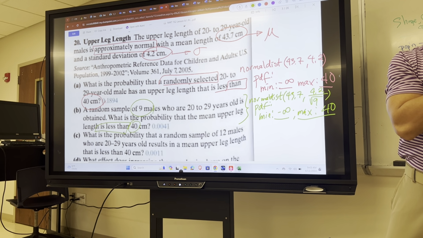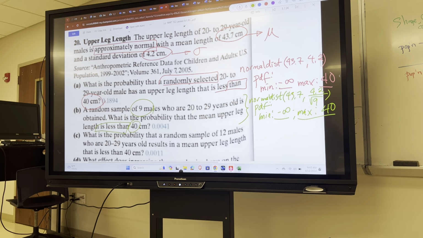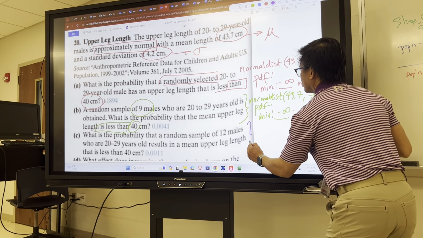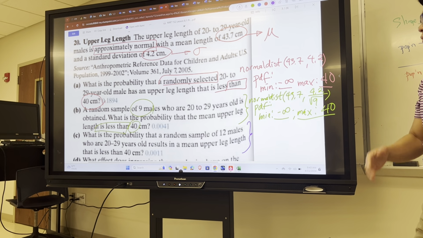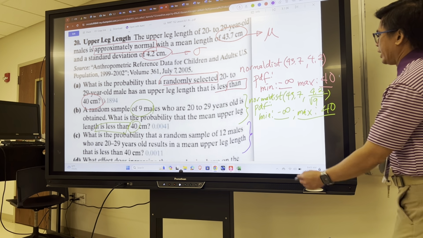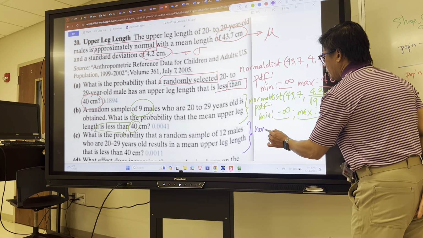Get it, guys? What we did with that? Okay. Next, letter C. Let's read letter C and how we do that one, okay? What is the probability that a random sample of 12 males who are 20 to 29 years old results in a mean upper leg length that is less than 40 centimeters? All right. So in short, that's the same.